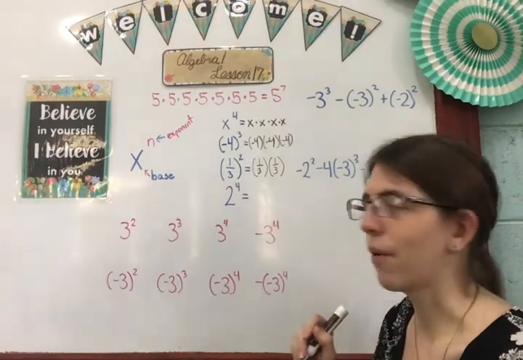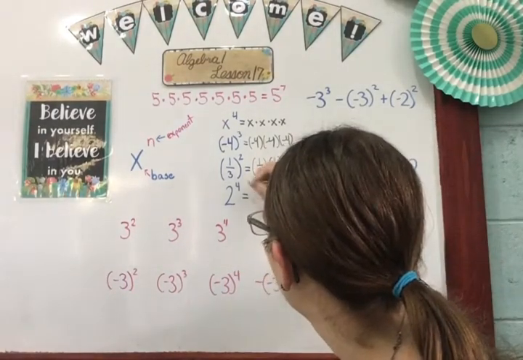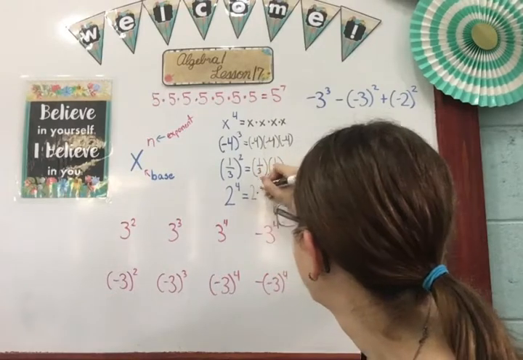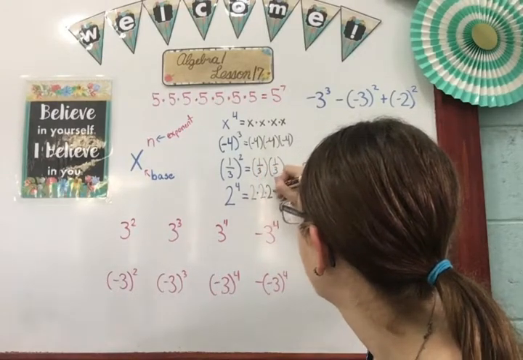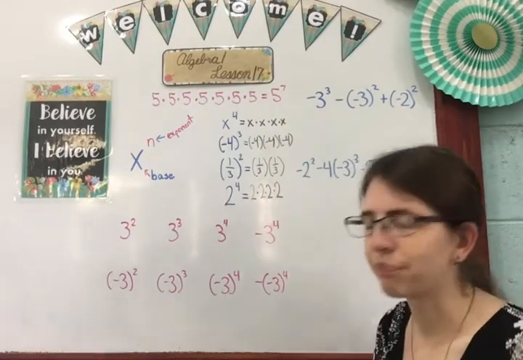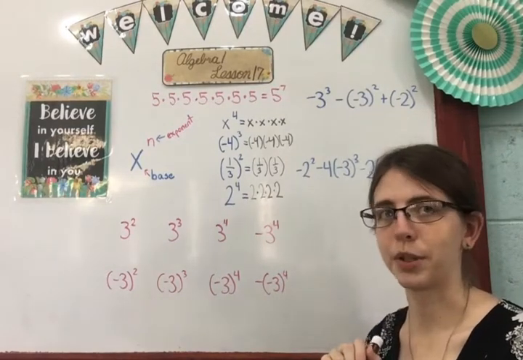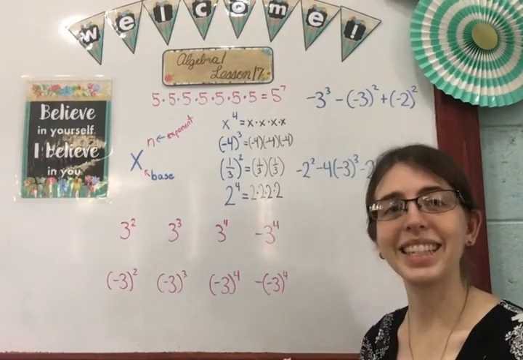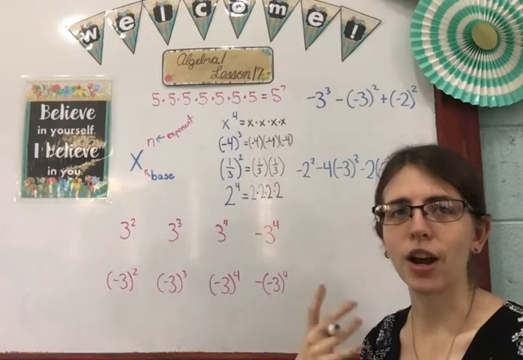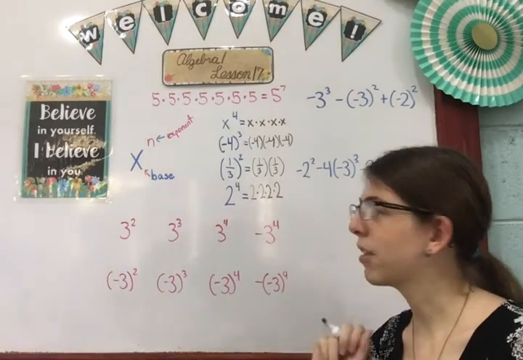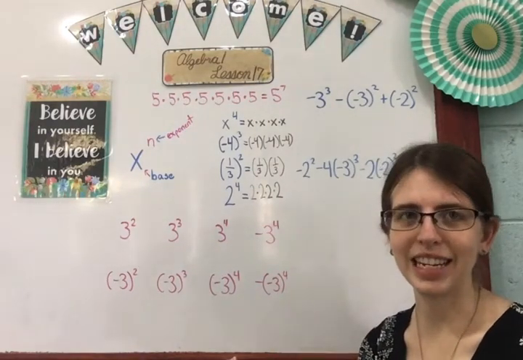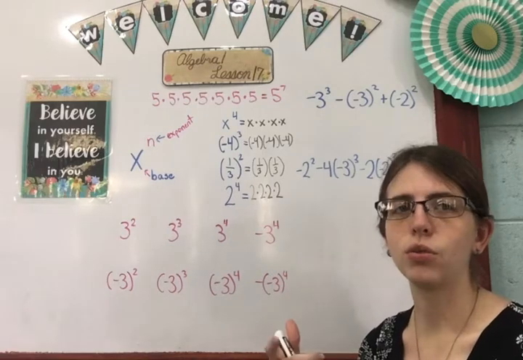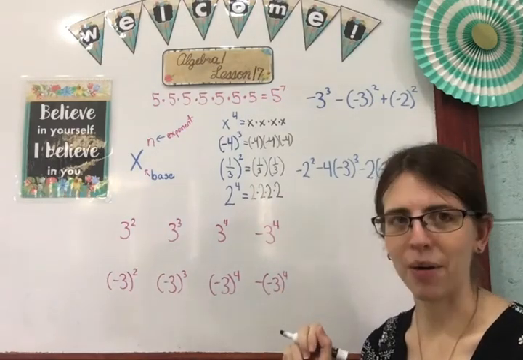2 to the 4th power. That would be 2 times 2 times 2 times 2. What is 2 times 2 times 2 times 2? It's 16, right? So when I'm talking about powers, I would say that the 4th power of 2 is 16. That's the value of 2 to the 4th power.